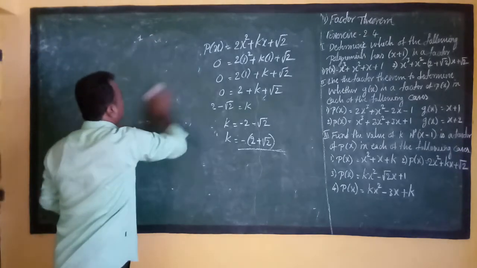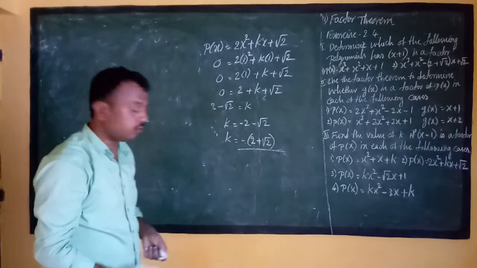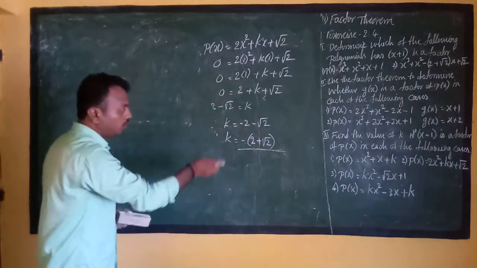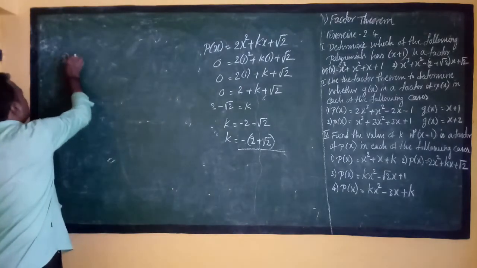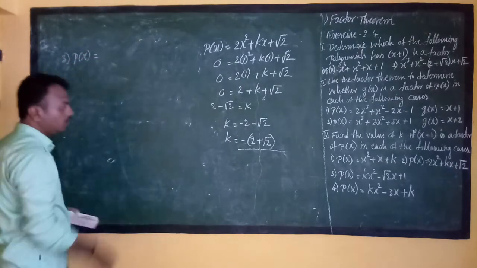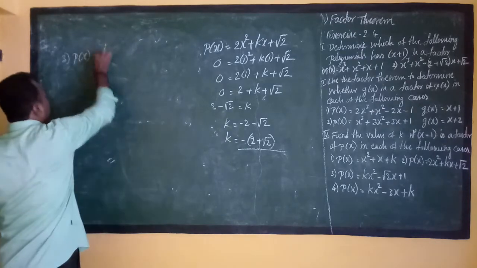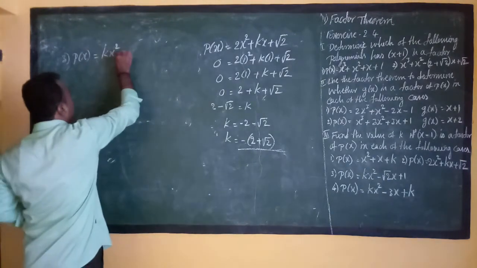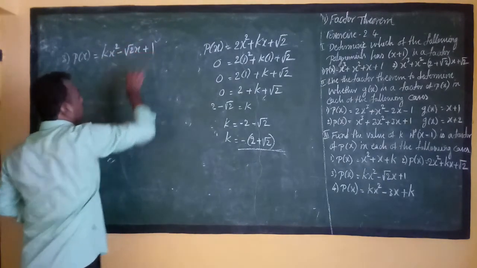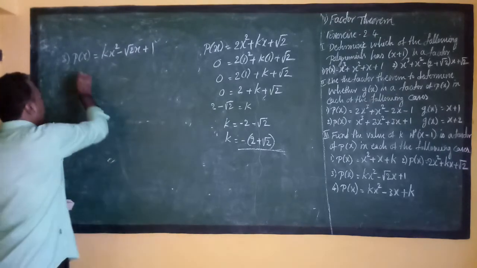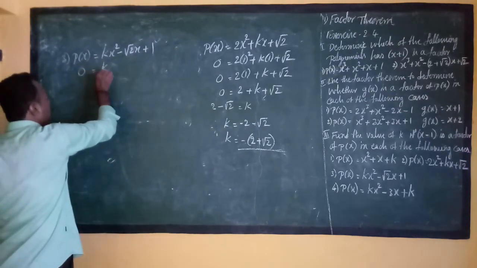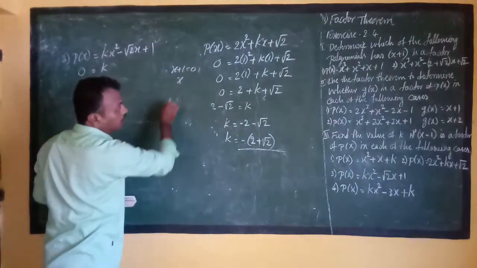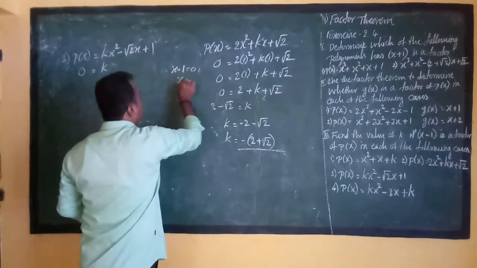I will show one of the questions; the remaining question you have to do at home, students. I will take the third one, and the fourth one you have to do at home. So the third one, what is that? P of x is equal to kx square minus root 2x plus 1. Yes, same, p of x becomes 0, and for the x value, x minus 1 is equal to 0, and x is equal to plus 1.